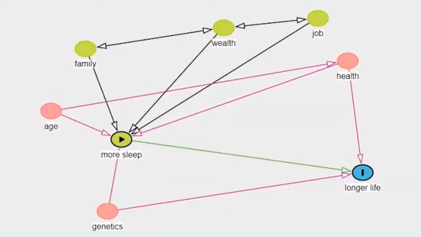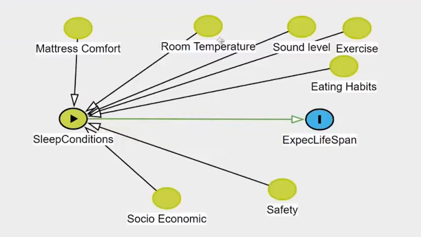Cool. Thank you. Anybody else? We need one more volunteer to show their graph. And then keep that graph up because we're going to come back to it in a bit. So here we have a ton of things causing sleep. So mattress, comfort and safety. But then none of those things are connected to lifespan.